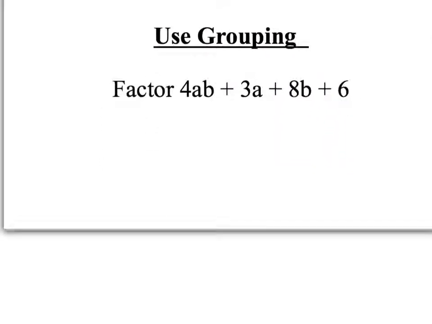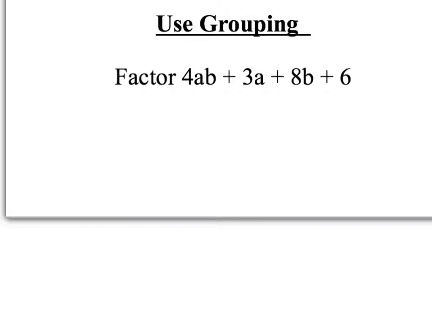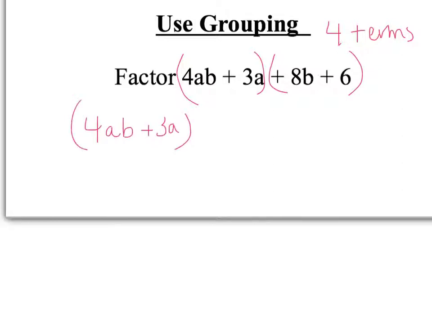Okay, so another method that we can use for factoring is to use grouping. You only use grouping when you have 4 terms. So what I'm going to do for the first step is group together the first 2 terms and the second 2 terms. So I'm going to rewrite 4ab plus 3a. And then here I have 8b plus 6.